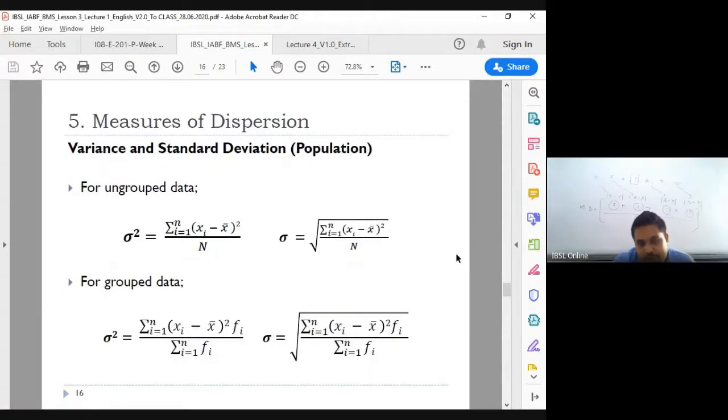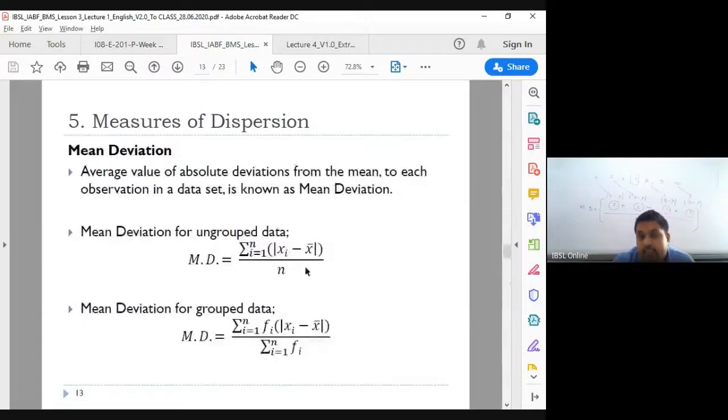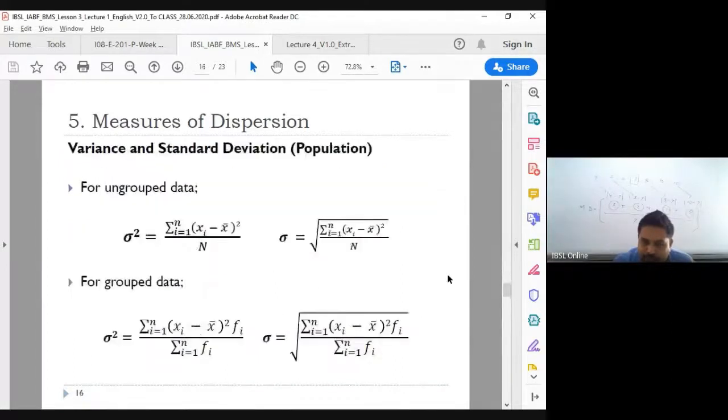If you recall the mean deviation, we had xi minus x bar divided by n. Don't worry much, look at the form that we are representing here. The same form is being replaced by a square, that's all, nothing much. I repeat, from the mean deviation, we have taken the squares to come to the variance and standard deviation equations. Now this equation you have to keep in mind, make a note.